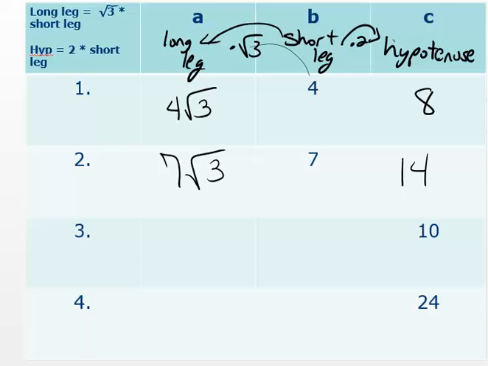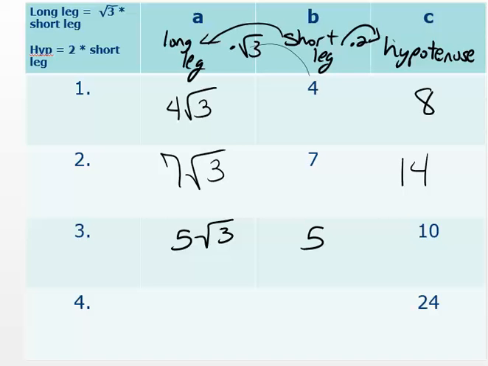Okay, let's start with our hypotenuse. Now, to go from the short leg to the hypotenuse, we multiply by 2. So if I'm going to go backwards to the short leg, I'm going to divide by 2. So 10 divided by 2 means the short leg is 5. To get from the short leg to the long leg, again, we're going to multiply by rad 3. So we get 5 rad 3. Go ahead and try number 4. Pause the video.